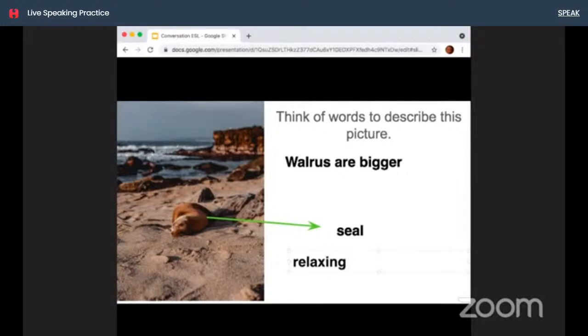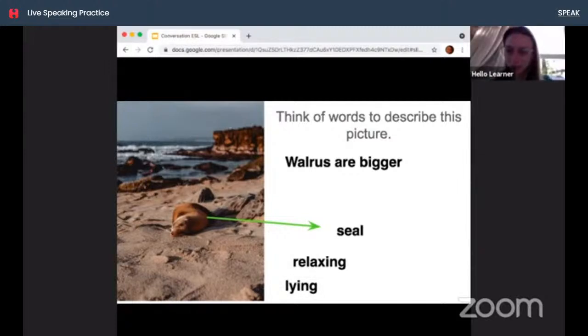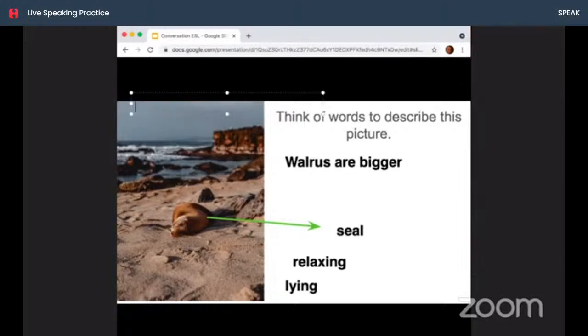Any other words? Lying on the sand. Yeah, excellent. Lying on the sand. Resting. Yeah. Any other words that come to mind? That means things that you think of when you see things. So we say, does anything come to mind?